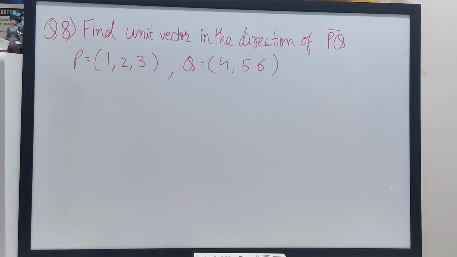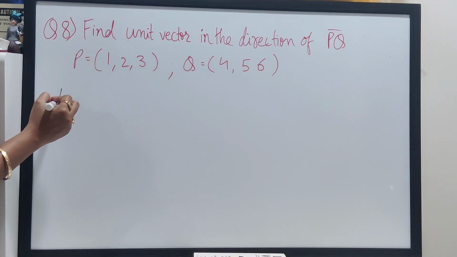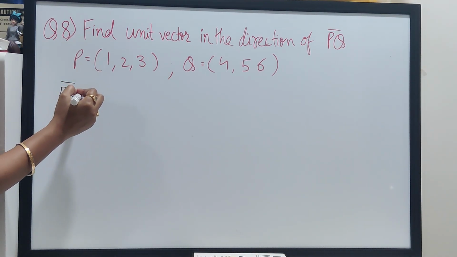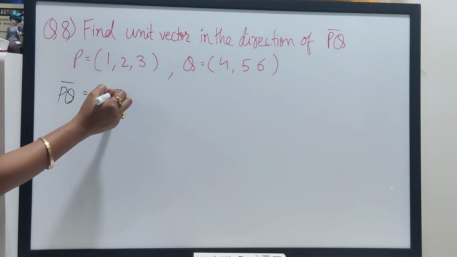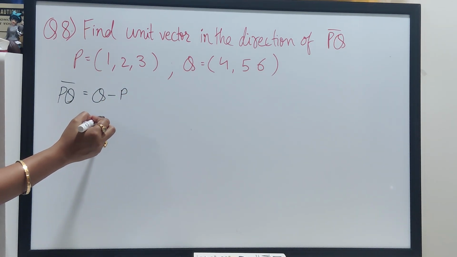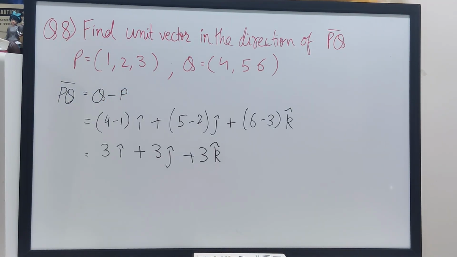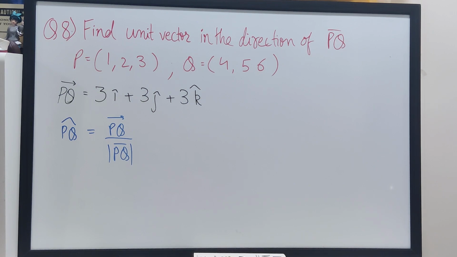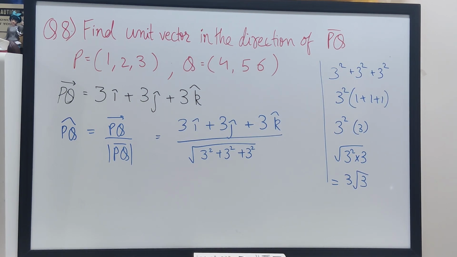Now next question, find the unit vector in the direction of vector PQ. Similarly, take out PQ, which will be Q minus P. Subtract the components to derive PQ. And next, take out the unit vector along PQ. Simply divide it by the magnitude.